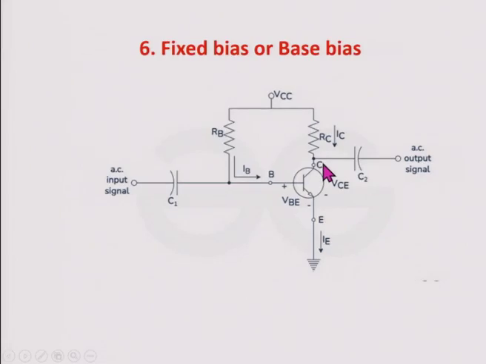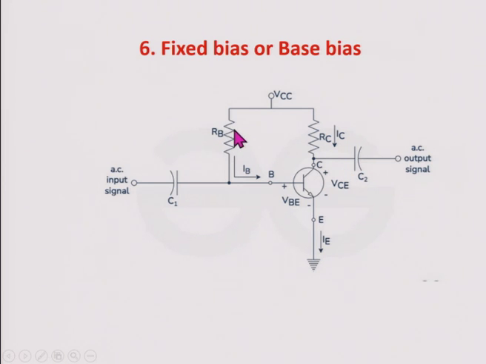What does this figure represent? This figure is a PNP transistor. In this PNP transistor, here we have the collector, this is the base, and this is the emitter. The voltage from base to emitter is called VBE, where B means base and E is emitter. The voltage from collector to emitter is called VCE.